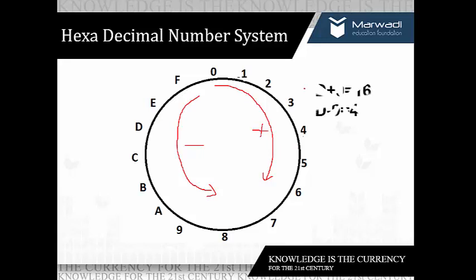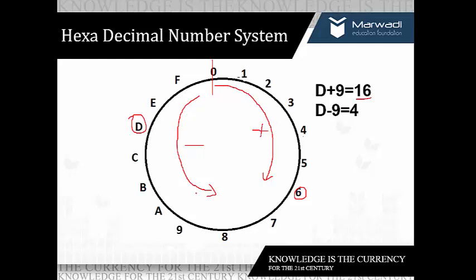For example, take D plus 9. That is D, count 9: 1, 2, 3, 4, 5, 6, 7, 8 and 9. It's 6. Just remember that whenever we cross the 0 mark, we take 1 carry. That is, D plus 9 would give me 6 and 1 carry, that is 16.